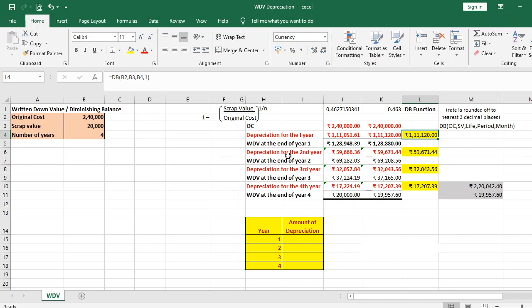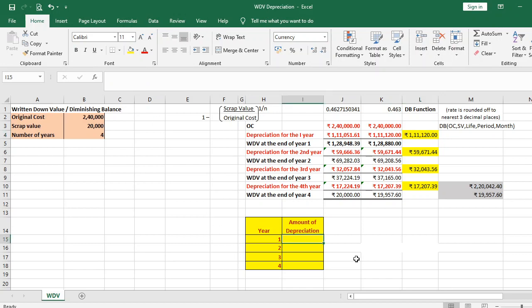Now, here the depreciation is computed. The rate is applied on the written down value. So this second year's depreciation, the rate is applied on the WDV at the end of year 1. For the third year, it is applied on the WDV of the second year. That is the reason why it is called written down value.